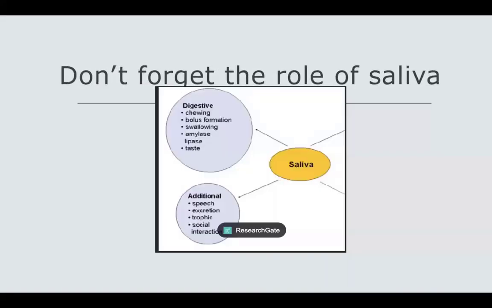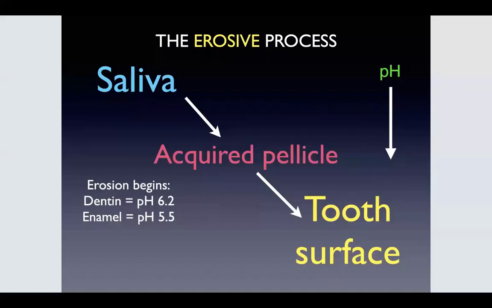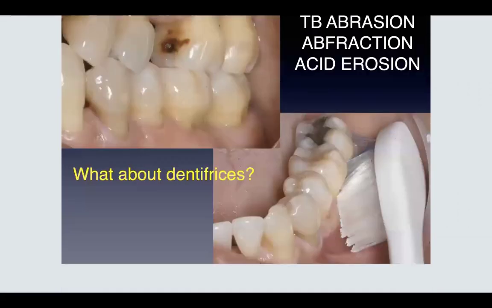And the other thing is the saliva. How is the saliva working? Do you have a buffering capacity in your saliva? What effect is that having on the pellicle of your teeth? Now, the saliva affects the acquired pellicle, which attaches to the tooth surface. And as we get a decrease in pH, we know, as we said before, it affects the dentin and the enamel, at 6.2 and 5.5.